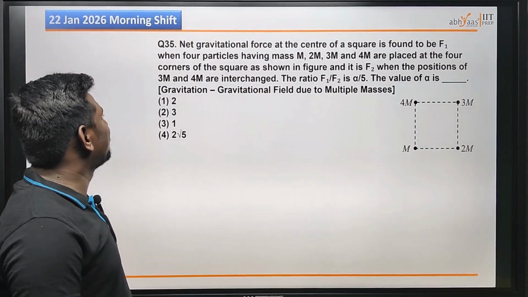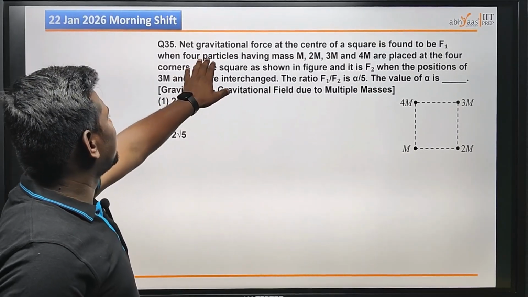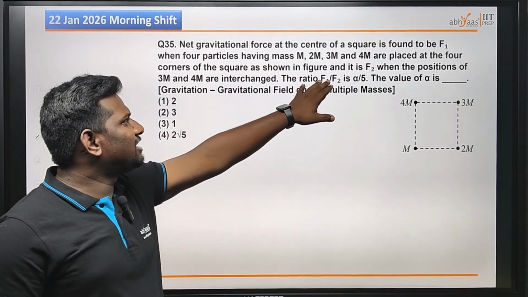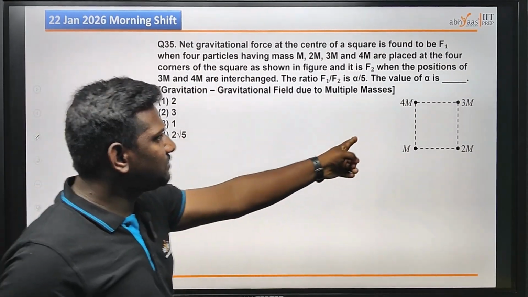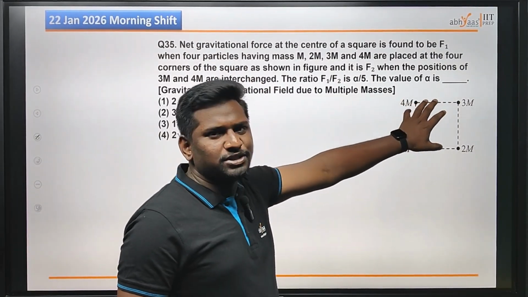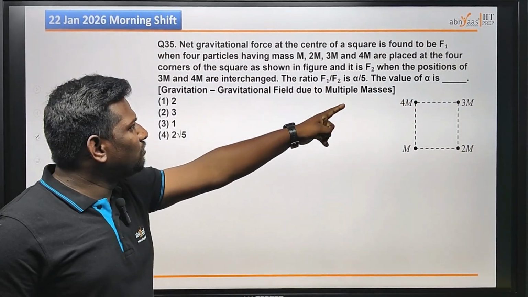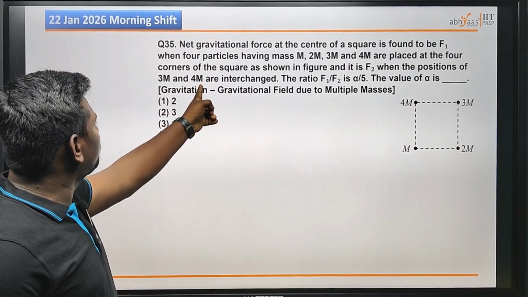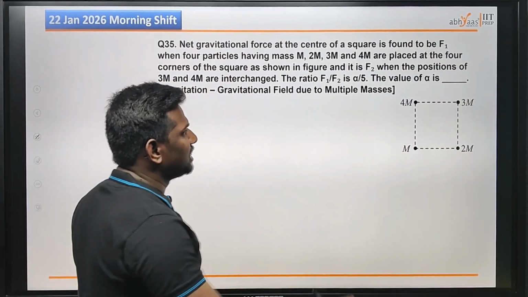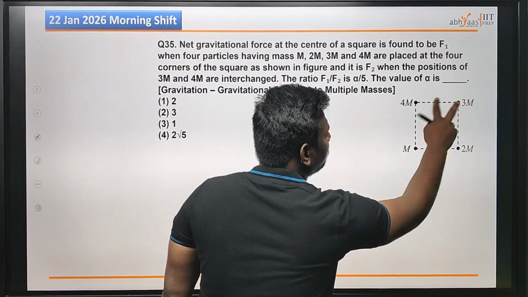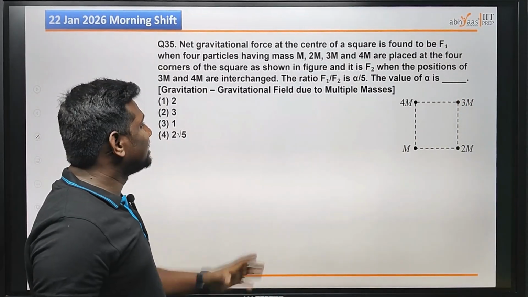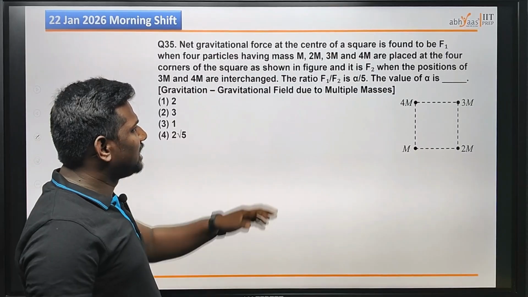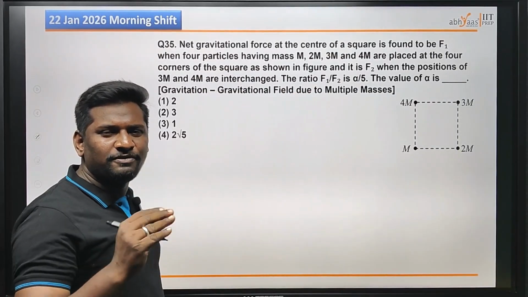So next one, see here, question number 35. The net gravitational force at the center of the square is found to be F1 at this position. It is F2 when the positions of 3m and 4m are interchanged. Then what is the ratio F1 by F2?